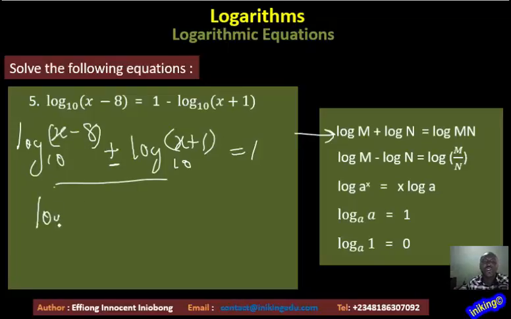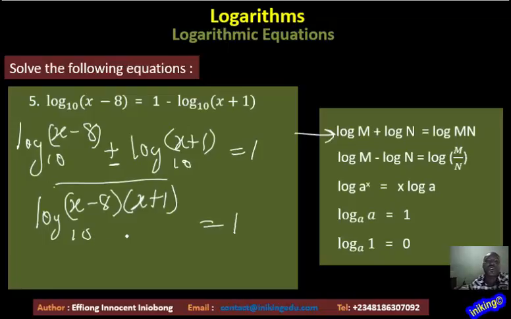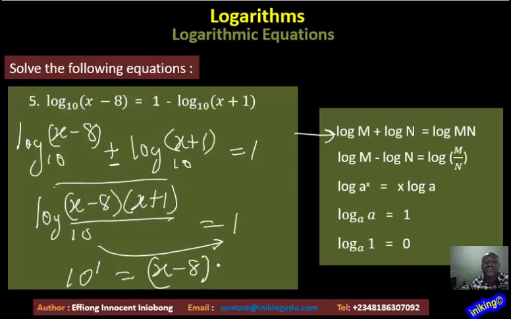So this gives me logarithm of what? x minus 8, that's like my m, and then this is like my n, x plus 1 to base 10 is equal to 1. Now I have a single logarithmic expression on the left hand side. I can just convert this to an exponential expression. I say 10 raised to the power of 1 is equal to x minus 8 times x plus 1. And now you can see a quadratic equation can come out of this, and then we'll solve.